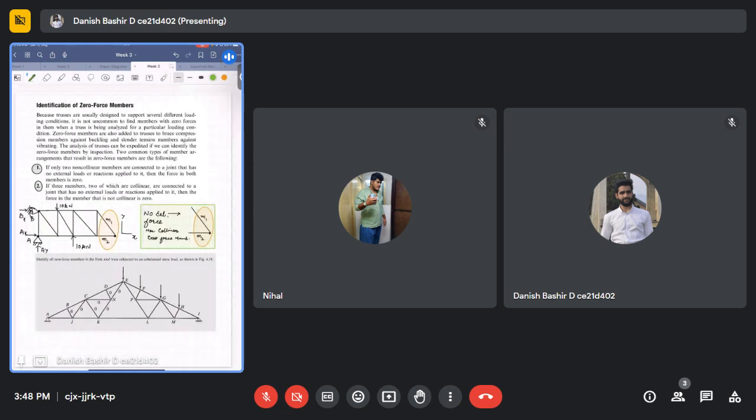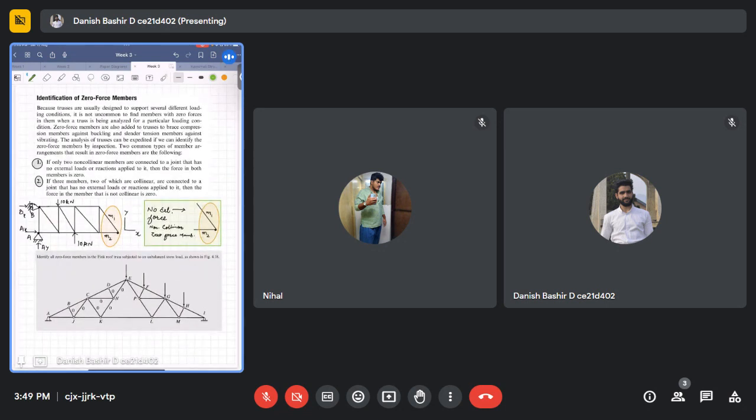Now, if this was a question asked in an examination, at the top of the question you first write that M1 and M2 are zero force members. For example, you will directly write force in M1 is equal to 0, force in M2 is equal to 0. Look how much the question gets simplified using this concept.